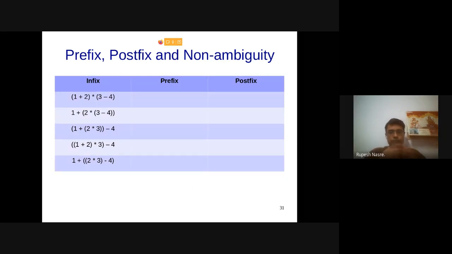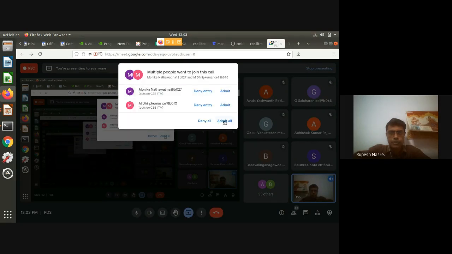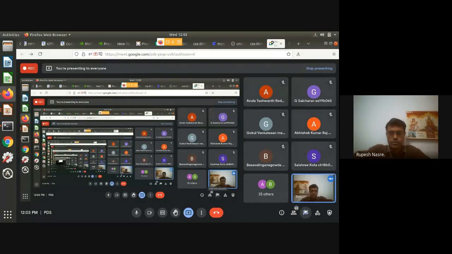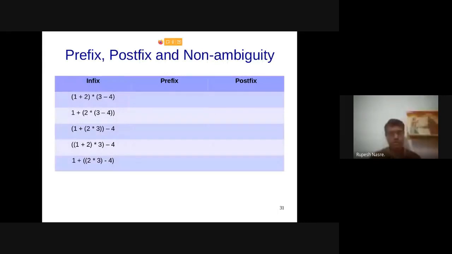table, right? So for each of these expressions, in your copies or somewhere else, please write down the prefix and postfix forms. Do not write it in the chat. Maybe I'll disable the chat for a moment because I want everybody to try this out. So for a moment, I'm going to disable the chat. Please try this out yourself and let me know if there are any questions.